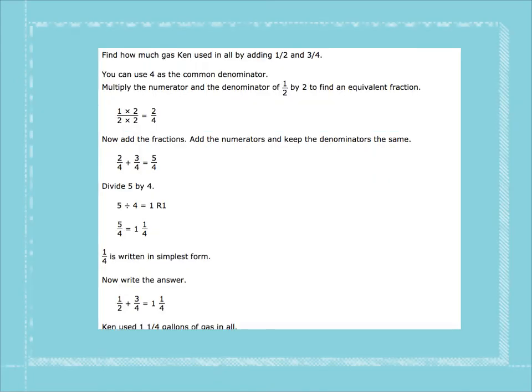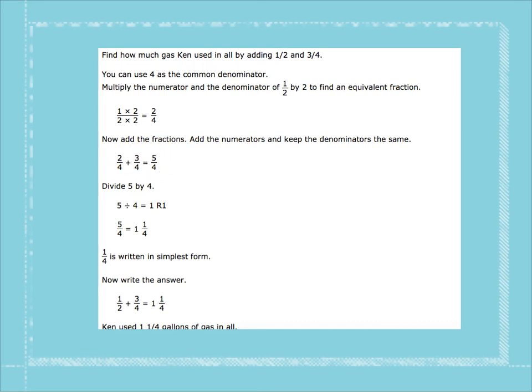Alright, so to find how much gas you use in all, you're going to add 1/2 and 3/4. You can use 4 as a common denominator because you know that 2 is a factor of 4. So you only need to change one fraction. First you're going to multiply 1/2 by 2 on the top and 2 on the bottom to get the new equivalent fraction of 2/4. 2/4 plus 3/4, well, you can do that, my friend.